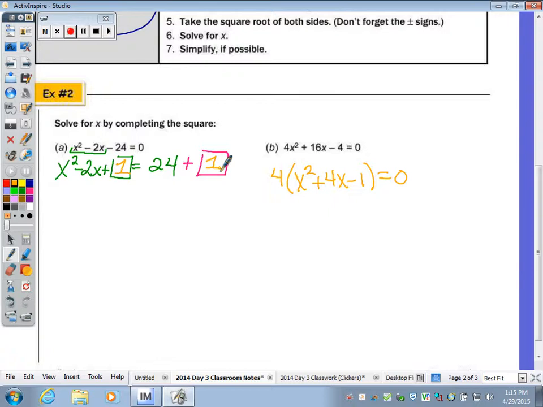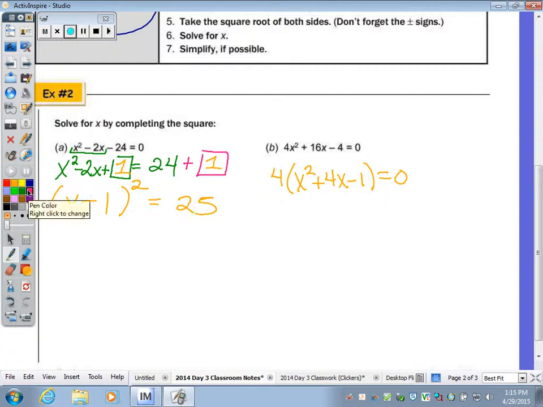Step number 4 is factor the trinomial. Again, I would like to go right to this point here. How does that factor? X squared minus 2x plus 1. That's the square of what binomial? Tanner? X minus 1 squared equals 25.